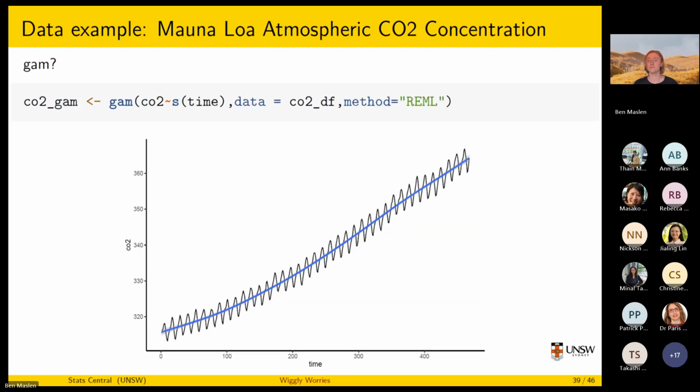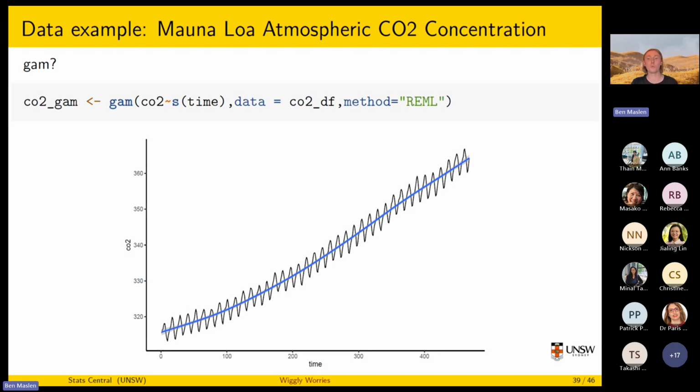So let's fit a GAM. Let's have a go with a GAM. We're just going to put an s around our time instead of just fitting a straight line relationship to time and see if we can do that. And yeah, we're capturing the general trend. It's going through the middle of all of these wiggly curves across the months, but we're not capturing what's happening within a year very well at all.